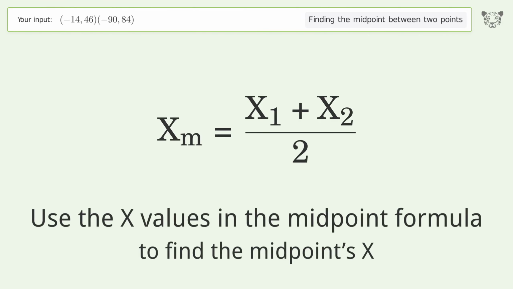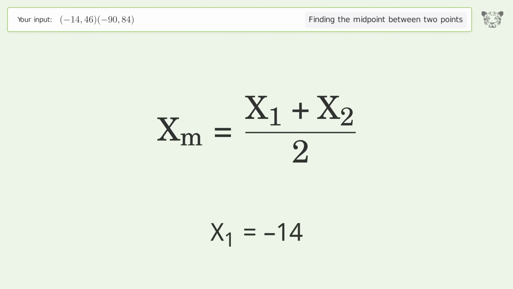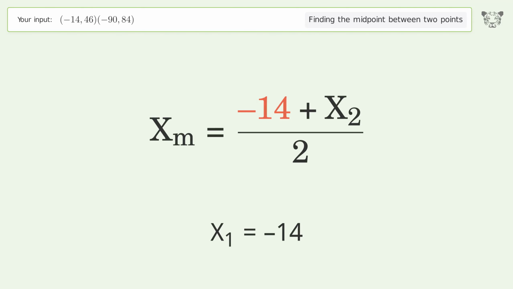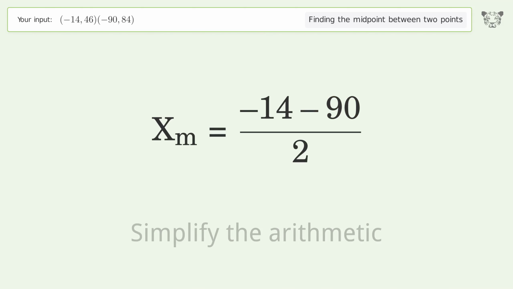Use the x values in the midpoint formula to find the midpoint's x. x1 equals negative 14. x2 equals negative 90. Simplify the arithmetic.